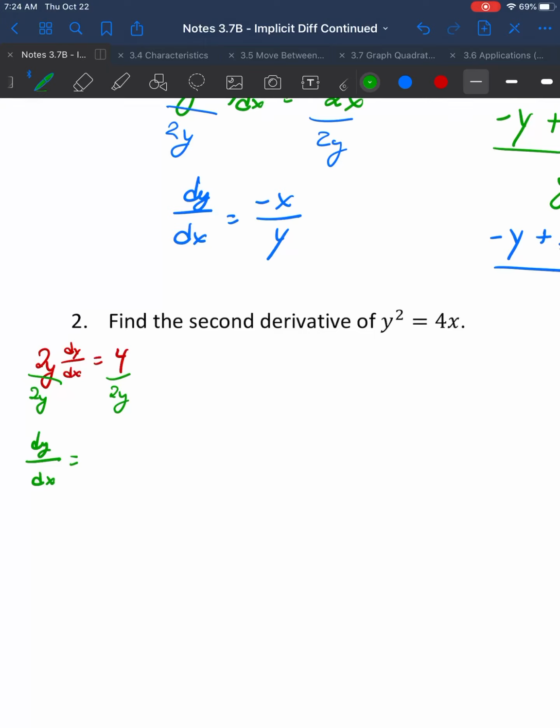Okay, number 2. Derivative of y squared, 2y dy dx. The derivative of 4x was 4. Let's solve for dy dx. Okay, so I get dy dx equals 2 over y.